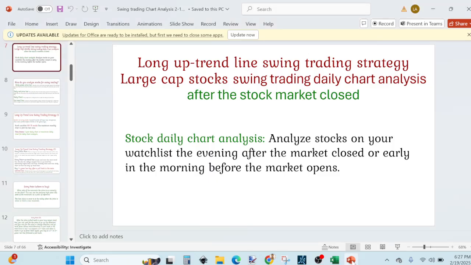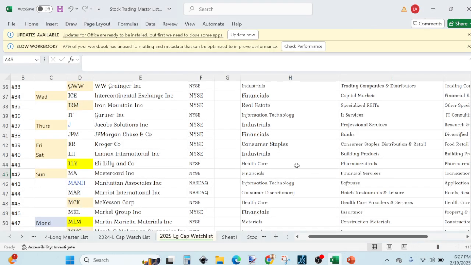Hello, large cap stock swing trading daily chart analysis. So how do you do that daily chart analysis for large cap stocks if you are using a long swing trading strategy? It's good to do your chart analysis at the end of the day after the market close or early in the morning before the market open.